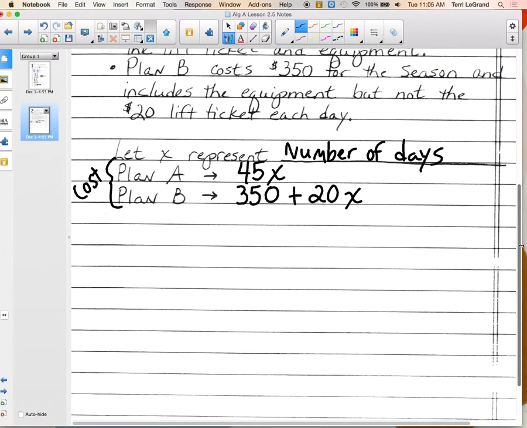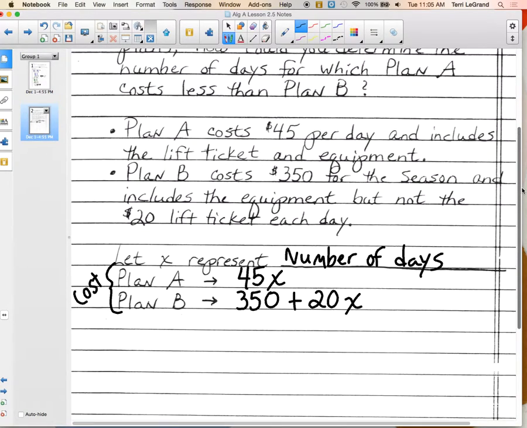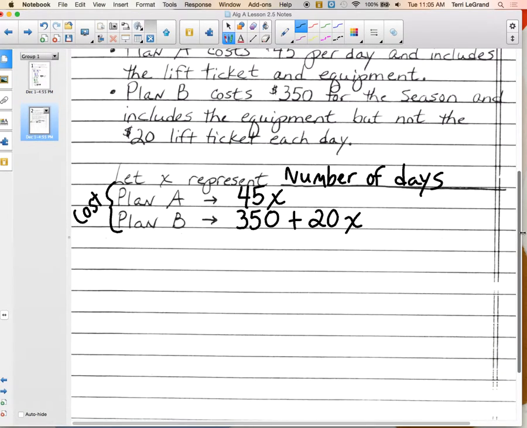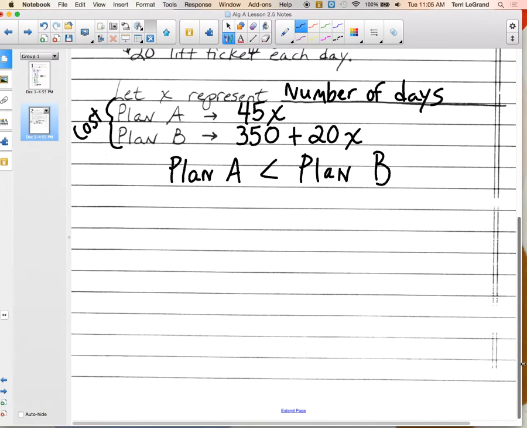Now, the other thing that it says is we're trying to find when Plan A costs less than Plan B. So let's write that down. Plan A is less than Plan B. That's what they asked. Determine the number of days for which Plan A is less than Plan B. So we got something that represents the cost for Plan A. We have 45x is less than something that represents Plan B, 350 plus 20x.